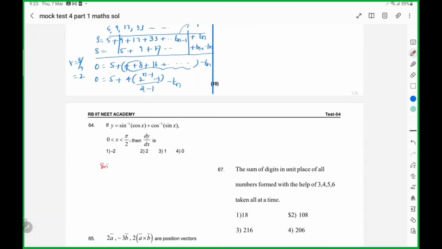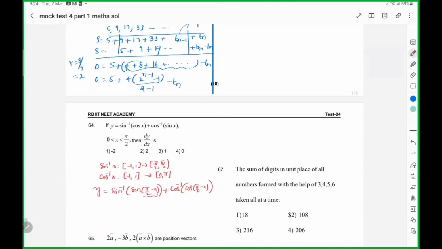So sine inverse x has a mapping from minus 1, 1 to minus pi by 2 to pi by 2. Cos inverse x range is 0 to pi. So given y, I can write it as sine inverse sine of pi by 2 minus x plus cos inverse cos of pi by 2 minus x.